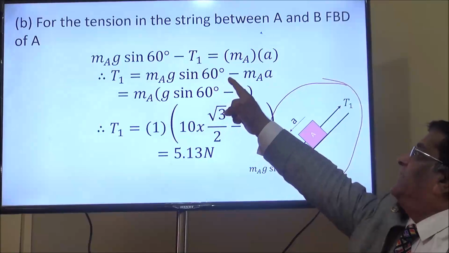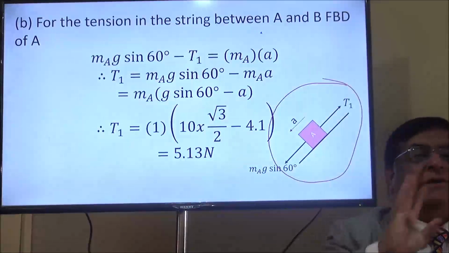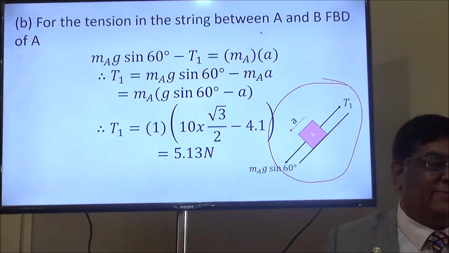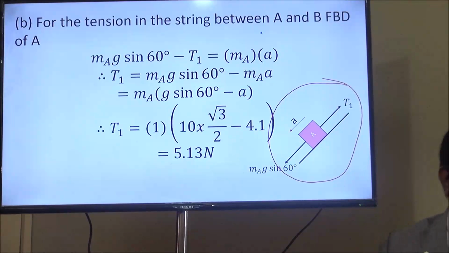m1 g sine 60 minus T1 equals m1 into a. Only that local equation, not considering all the things. This is the free body diagram. And it is very simple because you are making it only for one body. Right. Because we are taking one body, we are taking force due to one body only, not because of all the forces. And with this you will find the value of T1. If everything is known to you, you can always find T1.